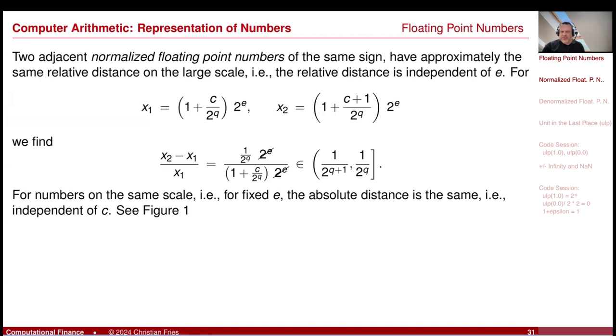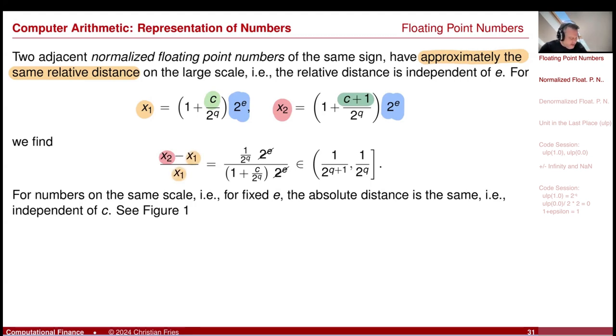A thing that is worth noting is that if you have two neighboring normalized floating point numbers that have the same sign, then they have approximately the same relative distance. I already made this remark. So consider the case where the exponent is the same. If you start with a number x1 that has c divided by 2 to the power of q, and then you go to another number, say x2, with c plus 1 divided by 2 to the power of q, and you take the difference x2 minus x1, but divide by x1.